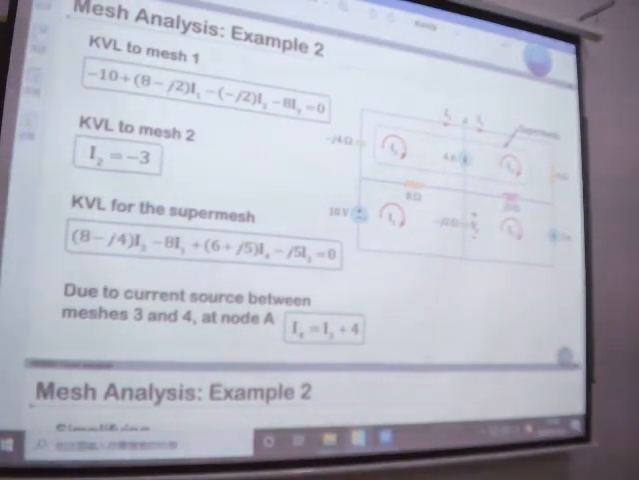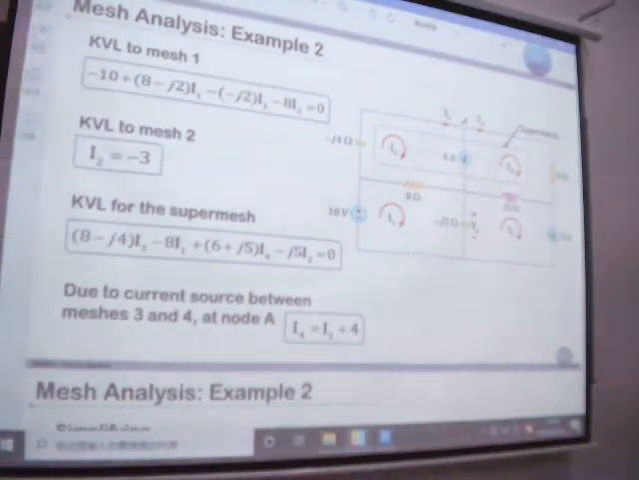Okay, for loop 1, we say, minus 10 is for this one. It's 8 times I1 minus I3, plus I1 minus I2 times minus 2j, and minus 10 equal to 0. This one is for this loop.